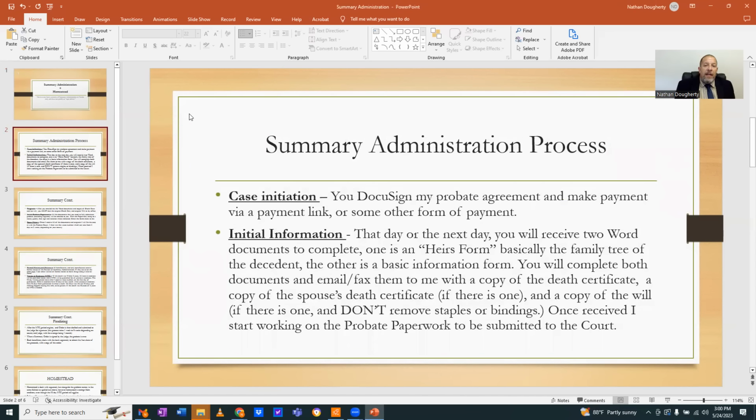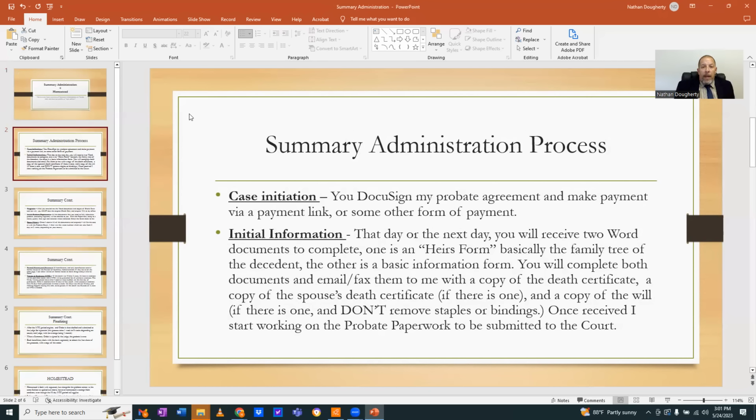It starts with case initiation. You're going to call me. We're going to discuss things. I decide whether we're going to do summary, formal, things of that nature. Once we're done with that phone call, I send you a DocuSign of my probate agreement, and you make payment via a payment link or some other form of payment that we've agreed to.